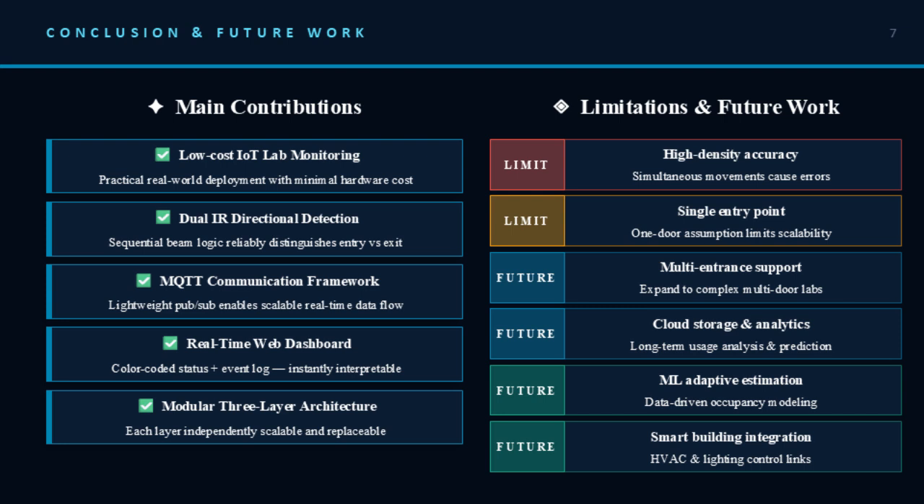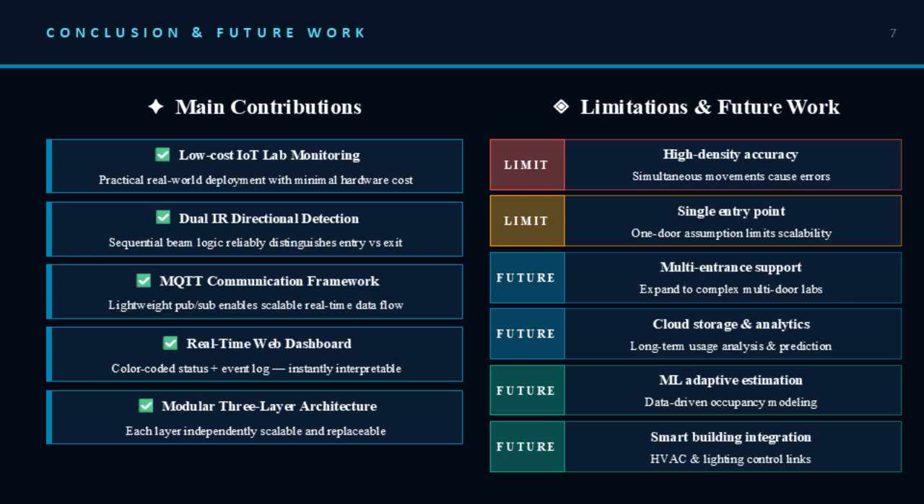Third, a lightweight MQTT communication framework that enables real-time scalable data delivery from the embedded device to any number of web clients. Fourth, a real-time web dashboard with color-coded threshold classification and live event logging, making laboratory availability instantly readable. And fifth, a modular three-layer architecture where each layer can be upgraded independently without affecting the rest of the system.